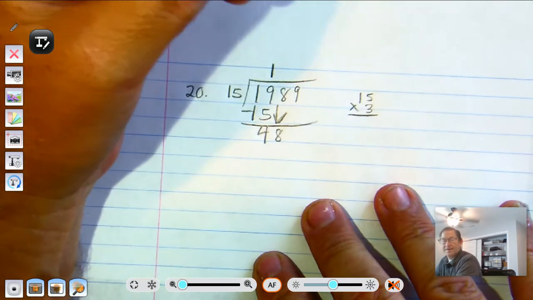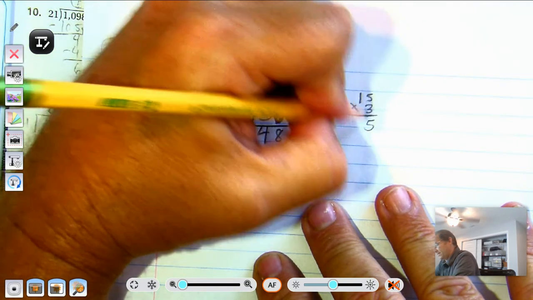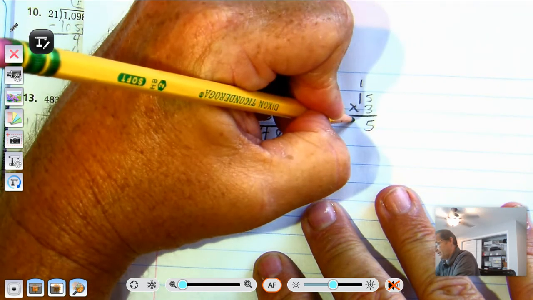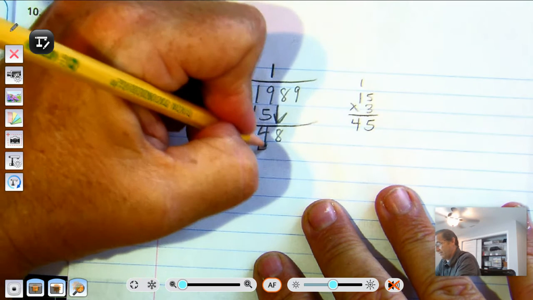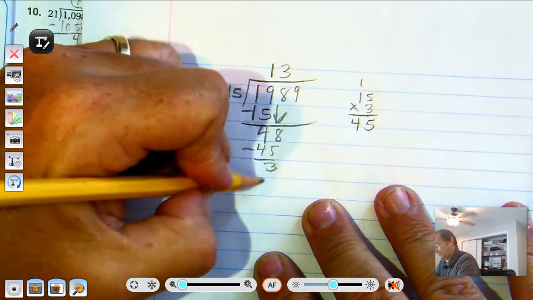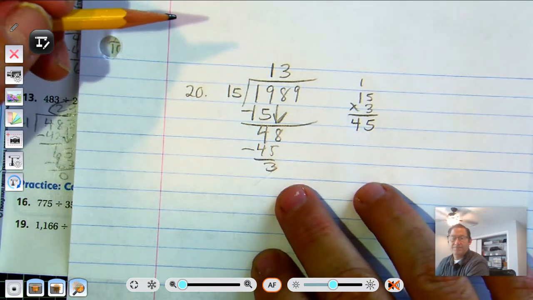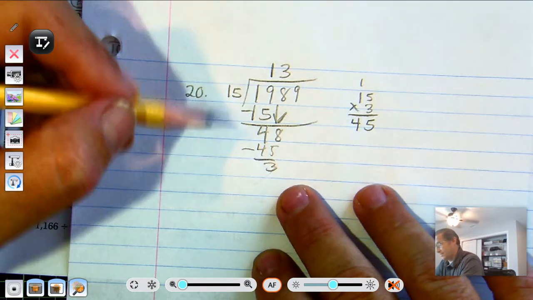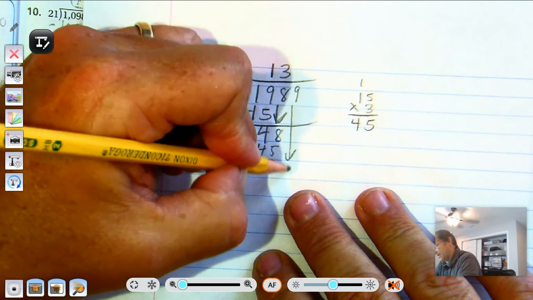I'm going to try 3. 3 times 5 is 15. 3 times 1 is 3. Plus the regroup, 45. All right, so we have 3 tens left. Let's trade those for 31s and bring down the 9 ones.